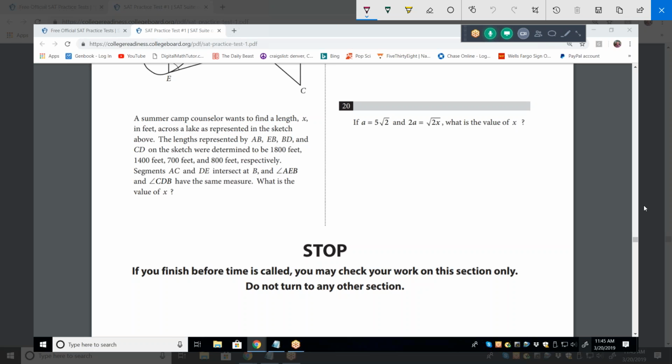Since they're asking for the value of x, which of these should I start with? That or that? The second one, yeah, it's got the x on it. Let's solve that for x.